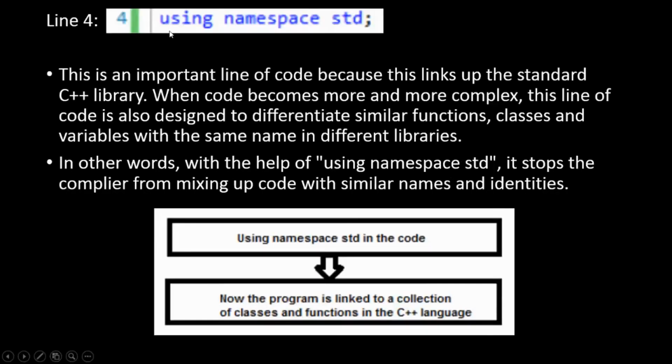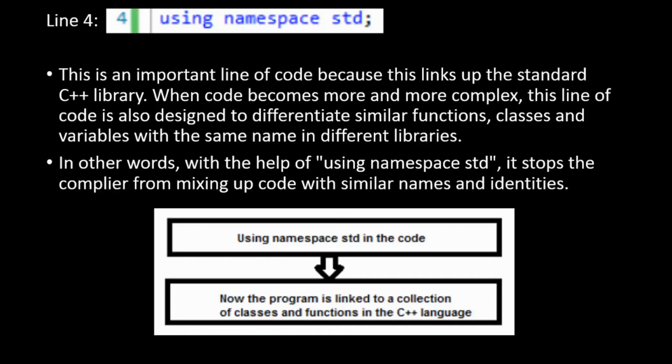Line 4, using namespace std. This is an important line of code because this links up the standard C++ library. Now, if you don't understand what that is, it's pretty much just linking up everything in the C++ standard template library. And it's also being used to differentiate between similar functions, classes, and variables with the same name in different libraries.